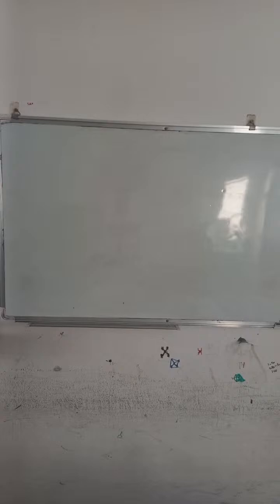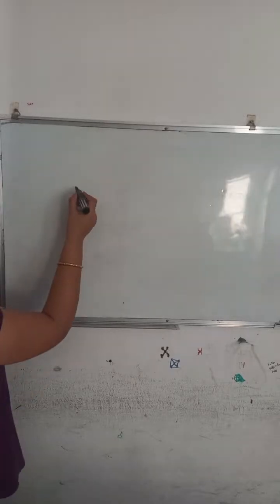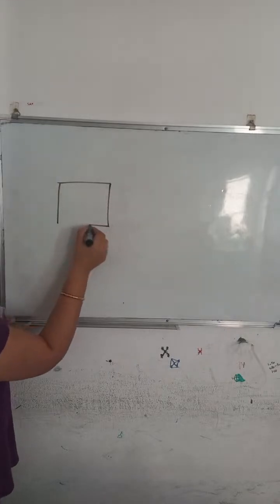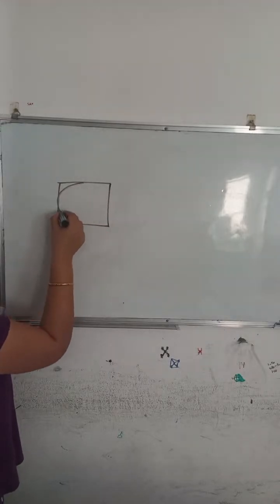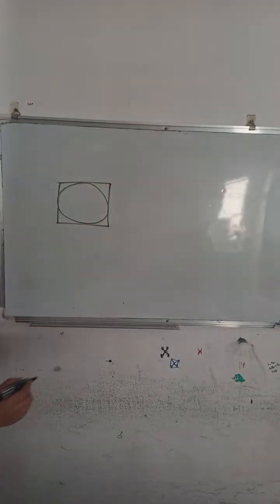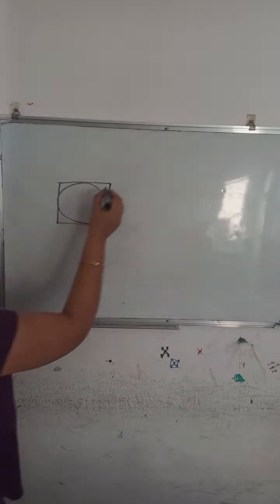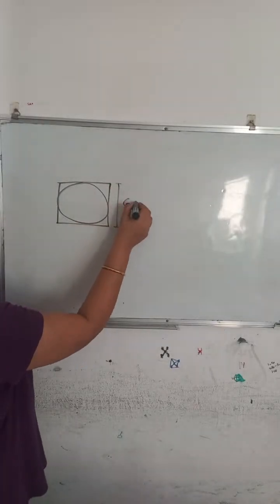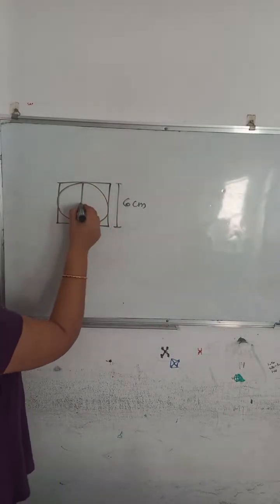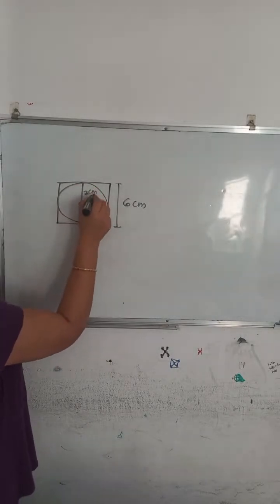Okay, so here, if we are taking this circle and square, then the circle is inscribed in the square, and each side of the square is nothing but 6 centimeter. That means the diameter of the circle is also 6. That means the radius is 3 centimeter.